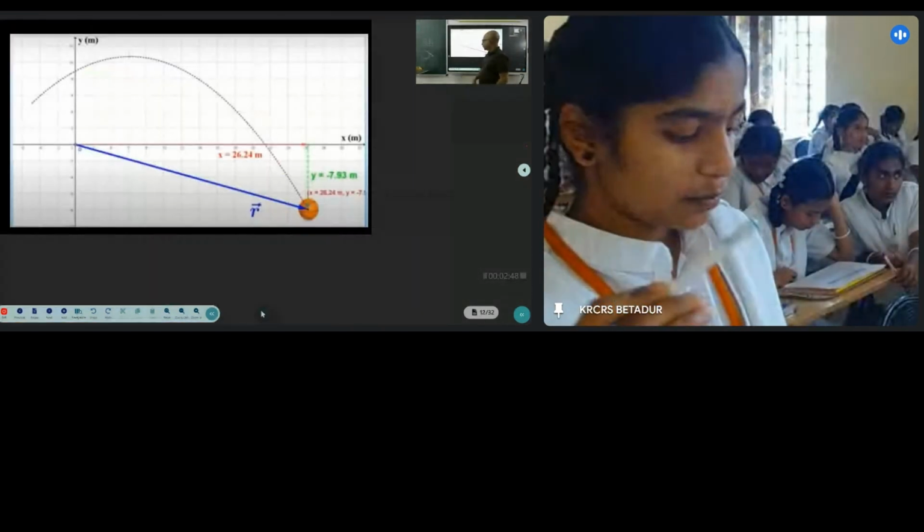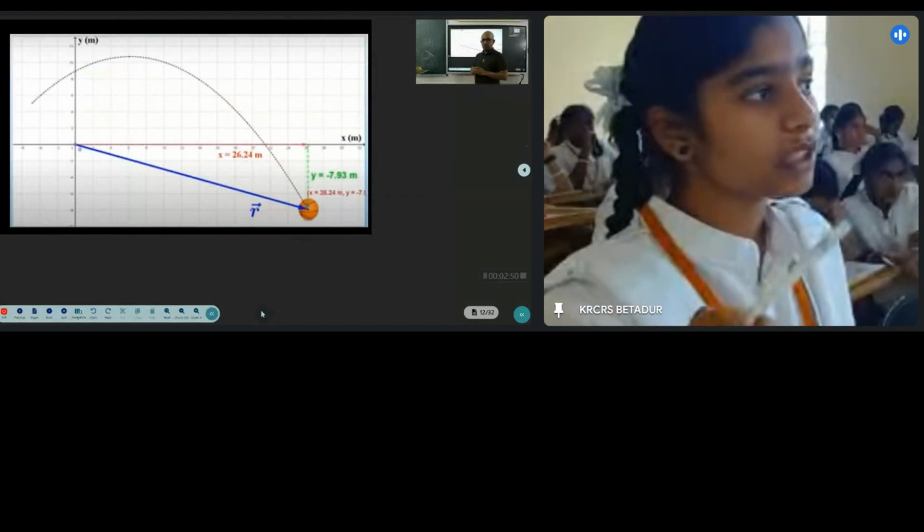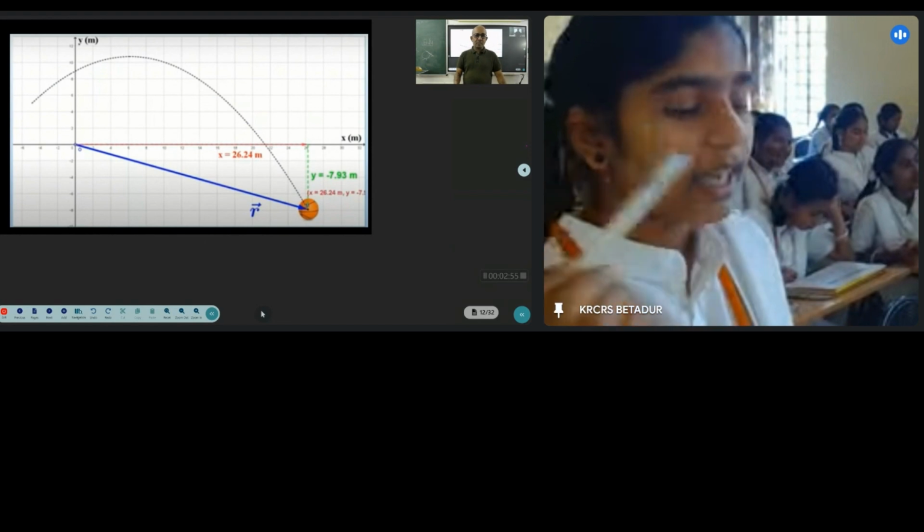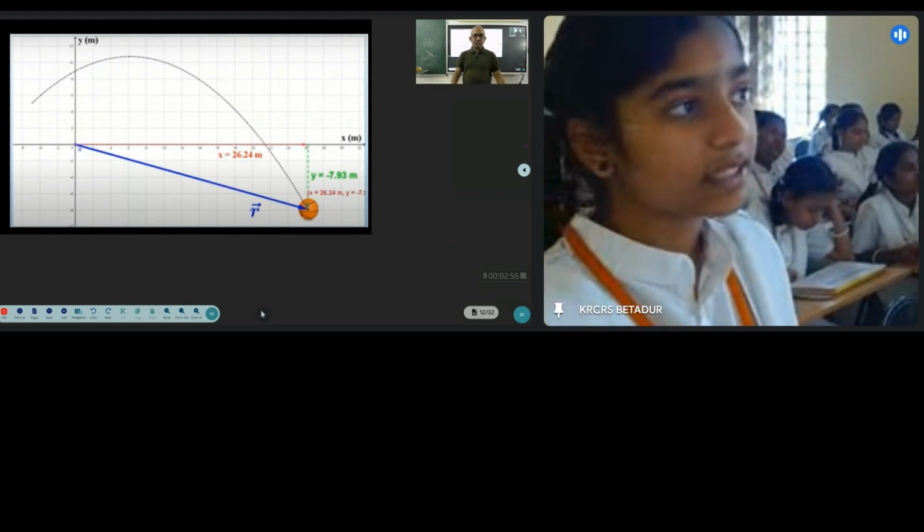Sir, r bar means position vector, sir. Its length would move toward the x axis, right, sir?